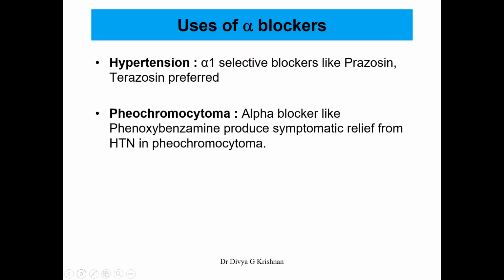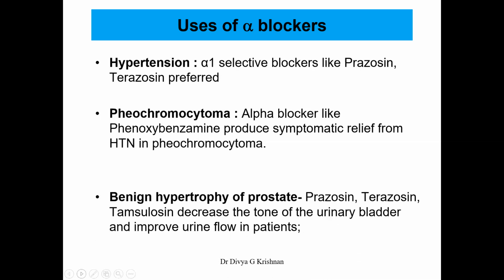Then comes pheochromocytoma. This is a tumor of the adrenal medulla, and there is a lot of secretion of catecholamines, and the patient presents with very severe hypertension. Now, alpha blockers are used in pheochromocytoma for symptomatic relief from hypertension. The alpha blocker which is preferred is a non-equilibrium type of alpha blocker, that is phenoxybenzamine.